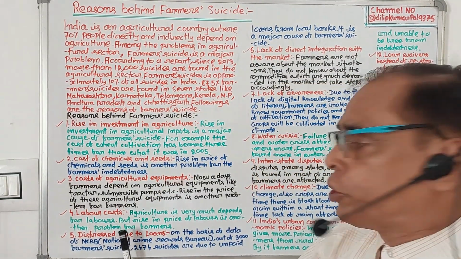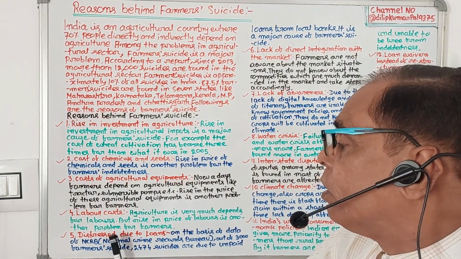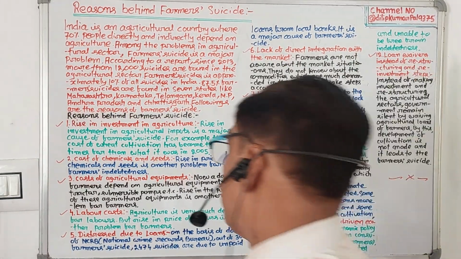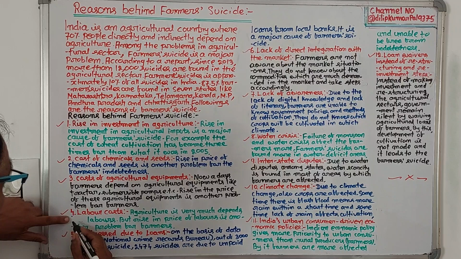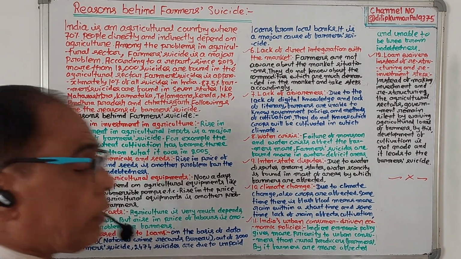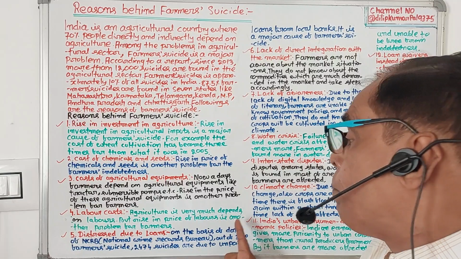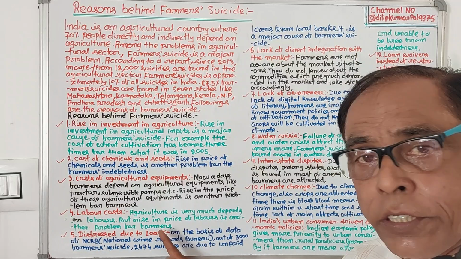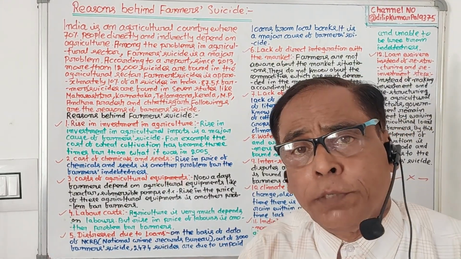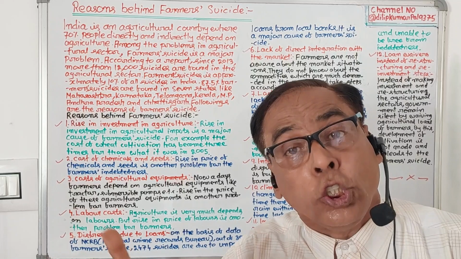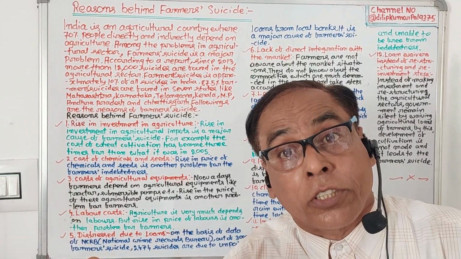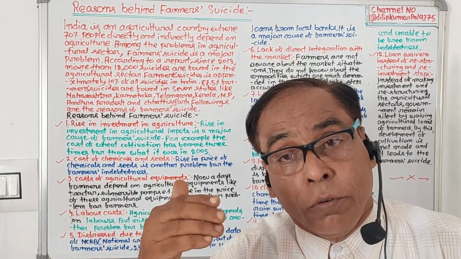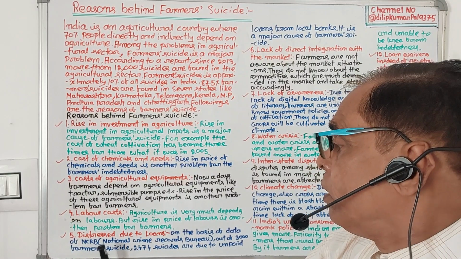Now four, labor costs. Agriculture very much depends on labor. Agriculture is not one man's business. It needs the use of labor. But the rise in labor costs is another problem for farmers, for which farmers commit suicide. Now five, distress due to loan.